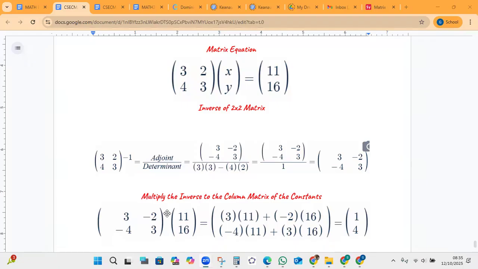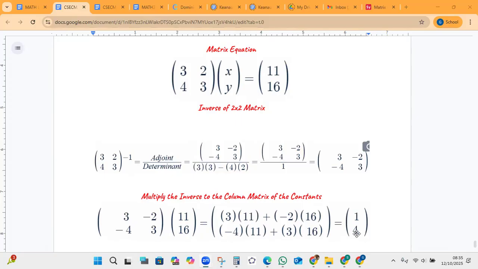So now when we multiply the inverse to the column matrix of the constants, here we know to multiply matrices, rows by column. That first row times the column. You only have one column for the second matrix. So 2 rows and 1 column. So now 3 times 11 plus minus 2 times 16. And then for the second row, for that very same column, minus 4 times 11 plus 3 times 16. And when we simplify this, we get 1 over 4.